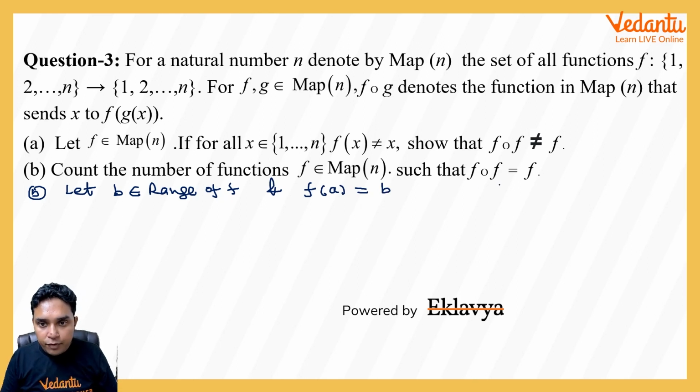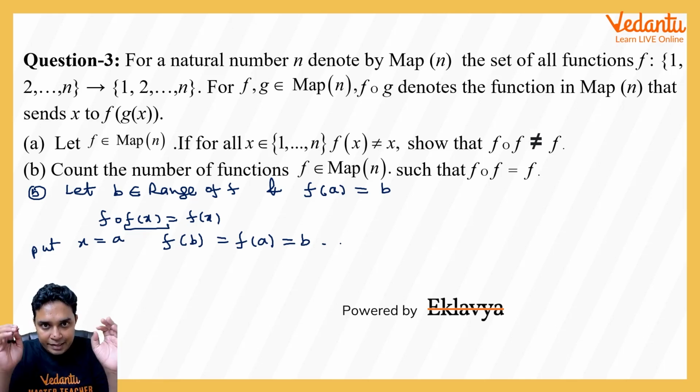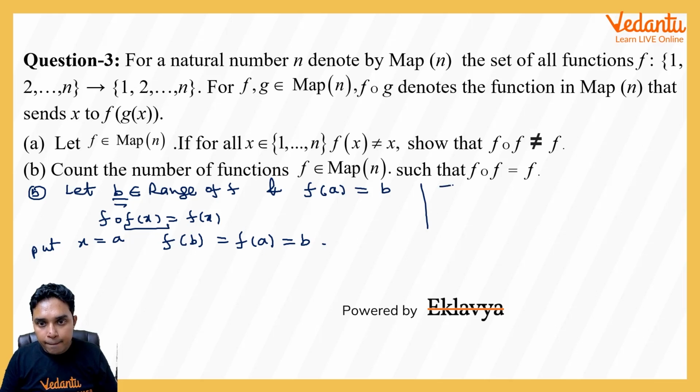Then please see, if I use this f o f x equals f x relation and put x equals a here, you will get f of b, because f(a) is b, is equal to f of a here. I hope you are getting it. f(a) is b, so f(b) will be equal to f(a), and because f(a) is b, it will be equal to b. So what conclusion I have drawn from this, please listen carefully, that if you have some element b in the range of f, then this f(b) has to be equal to b.